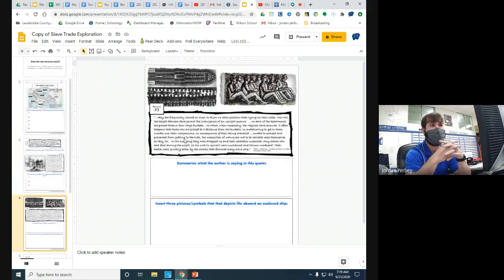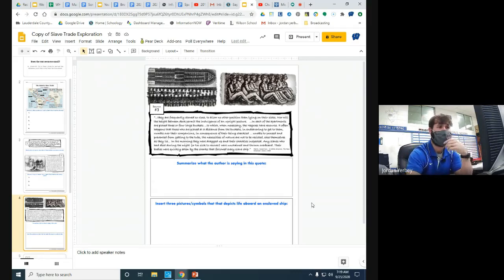Source number 3 is also more about their journey, what they would call the Middle Passage, the terrible journey that they took along the seas from Africa to the continents of North and South America. So in the third one, you're working on a skill. You're summarizing what the author is saying in the quote. So you're taking what they said and paraphrasing it in your own words. And again, working on a skill always, so that's important.